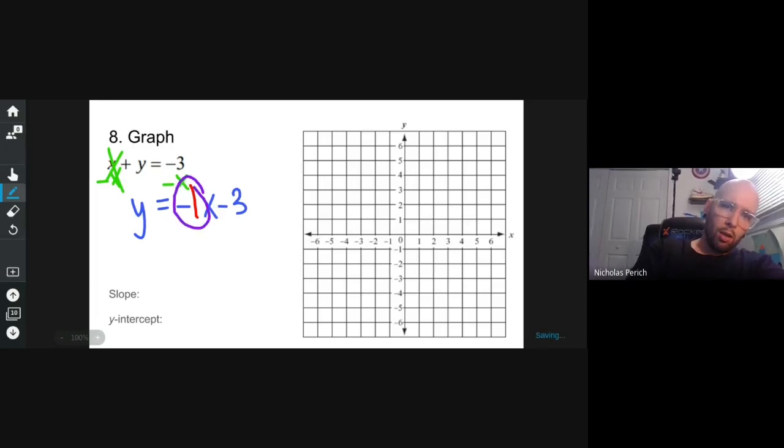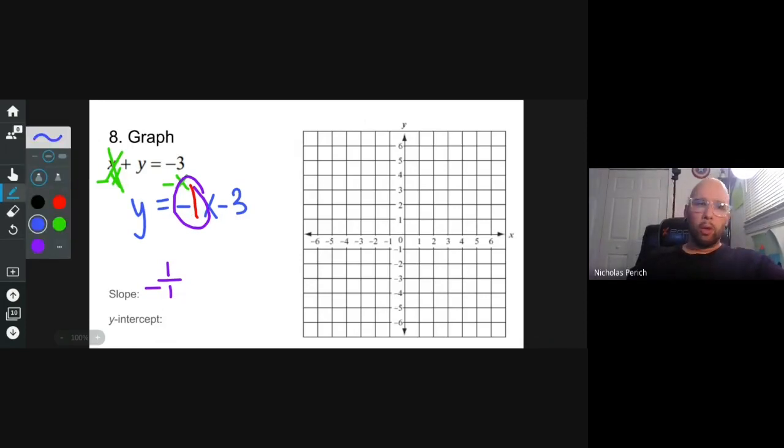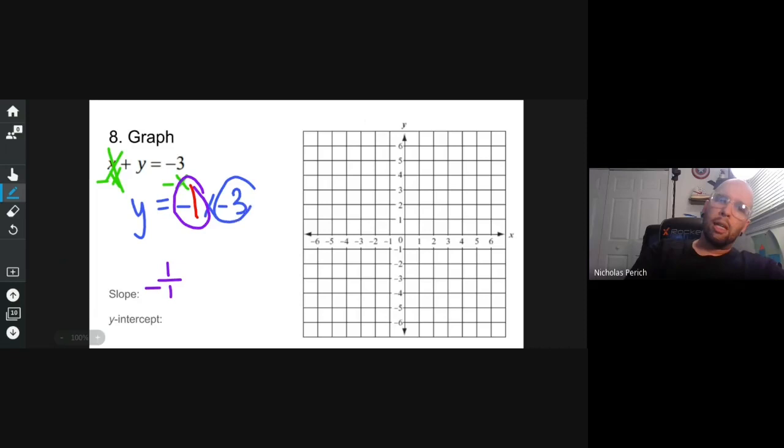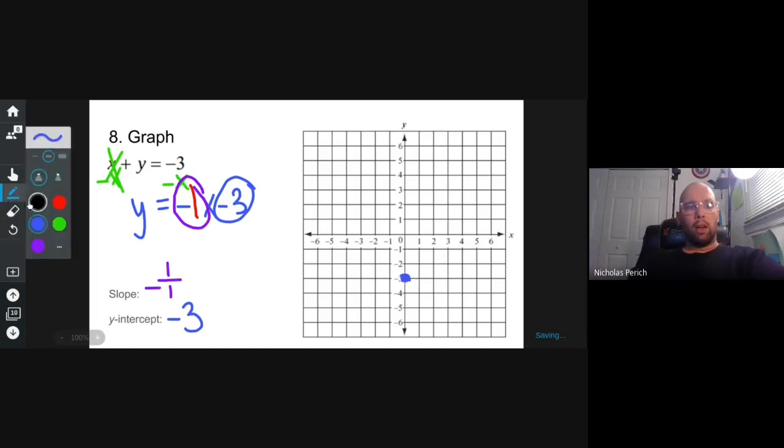Anyway, my slope is the number that's living in front of x. I'm going to call that negative 1 over 1. Why did I put it over 1? Because it's not a fraction. So to turn any number into a fraction, put it over 1. My y-intercept is the number floating around all by itself, which isn't 3. It's negative 3. So my y-intercept is the first thing that I graph. I go to my y-axis, go down to the negative 3, and put a dot there.